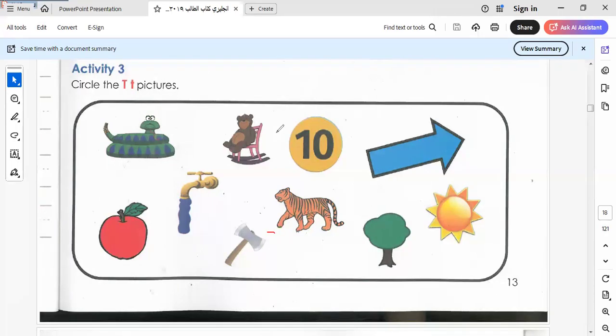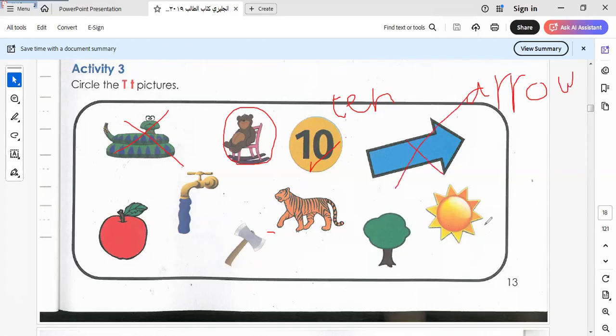Here we have teddy bear, starts with letter T. Yes. Snake, starts with T? Wrong. Ten starts with T. Yes. We have ten written like this. Here we have arrow. Does arrow start with letter T? Wrong. Sun. Can I select it? Wrong. Why? Because sun doesn't start with letter T.